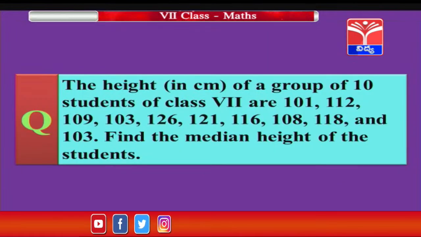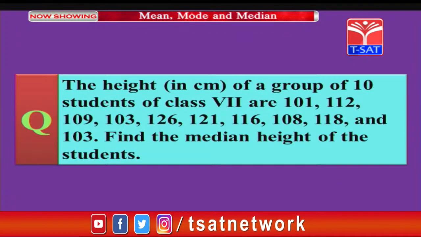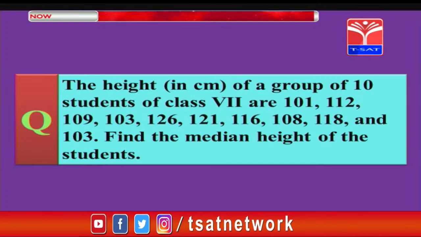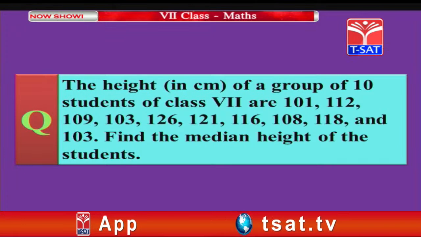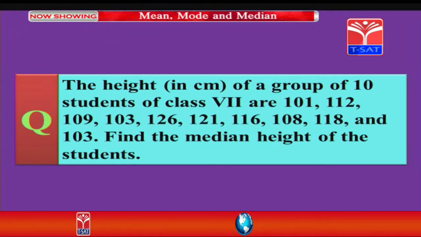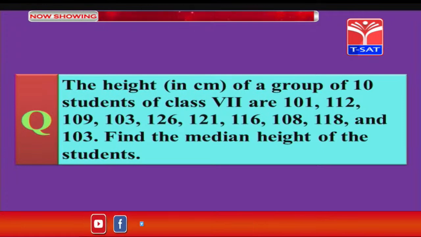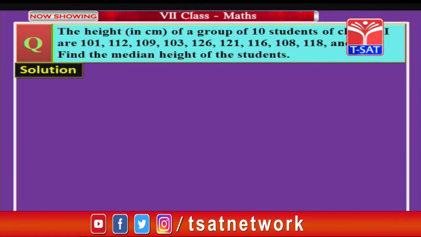The heights of a group of 10 students of class 7 are 101, 112, 109, 103, 126, 121, 116, 108, 118 and 103 centimeters. Find the median height of the students. So, let us start with the solution.